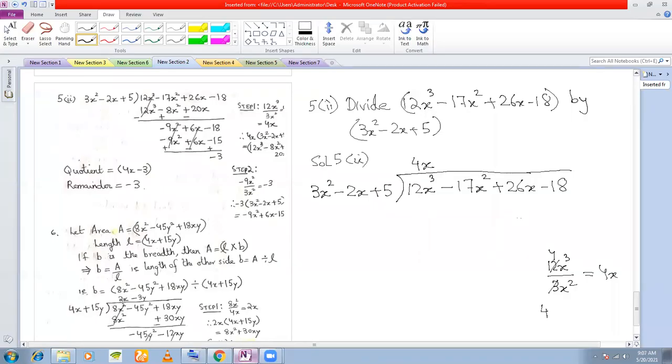And this 4x also you multiply by the divisor, 3x square minus 2x plus 5. If you multiply, how much will you get? 12x cube minus 8x square plus 20x, right? You write it here. 12x cube minus 8x square plus 20x. Okay, so this step is over. We subtract and move to the next step.